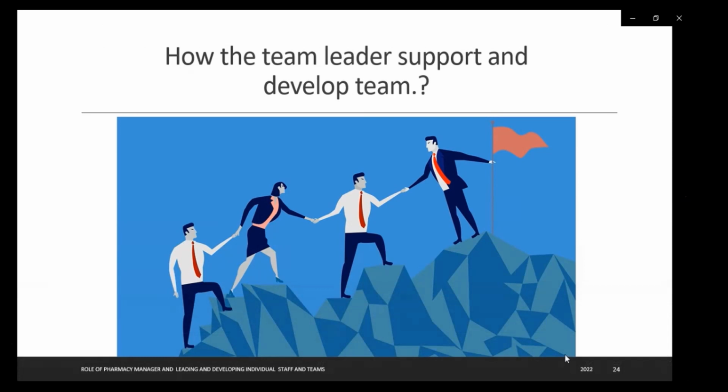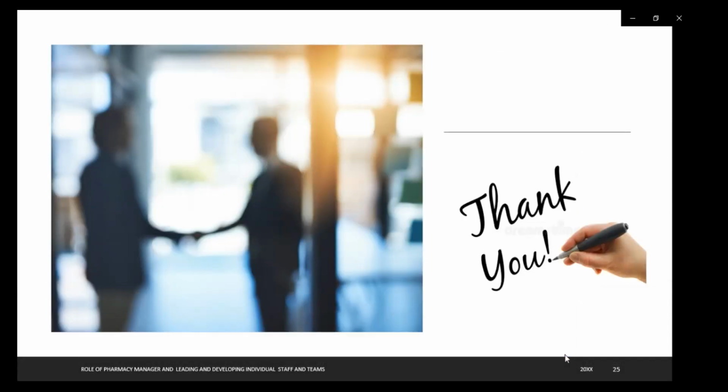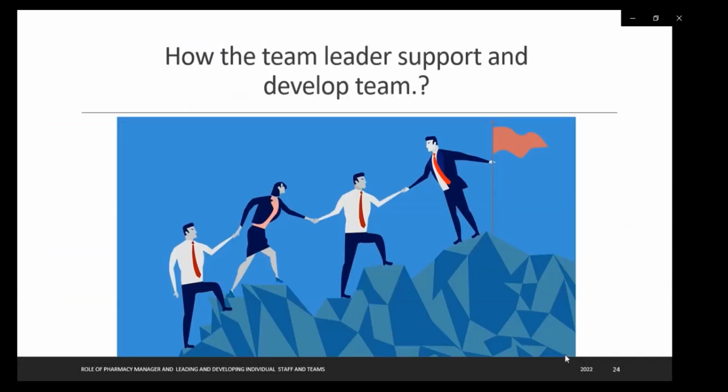Here are some 5 steps which support me to develop my team. First one is ensure that each person truly understands their role. Without knowing the role, we can't do anything. First, each and every employee should know what their job role is and what they should do.